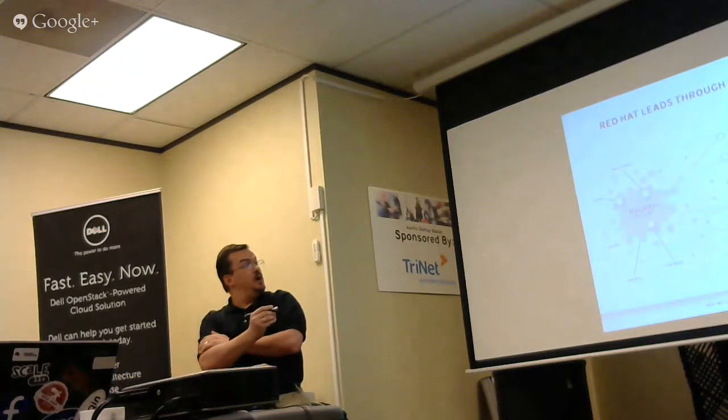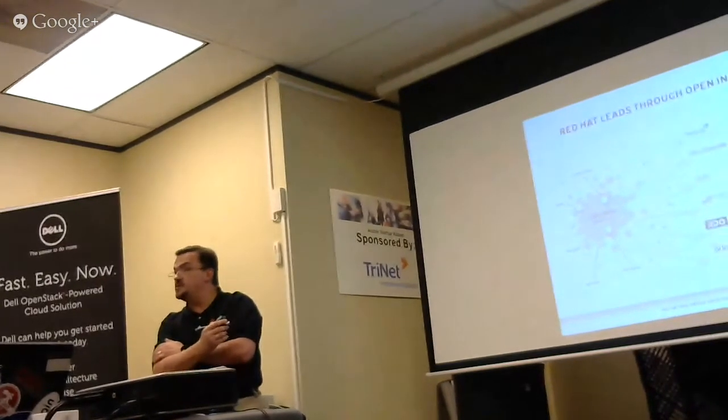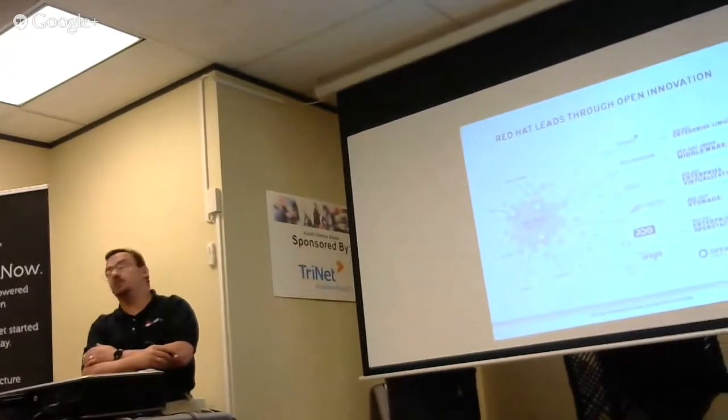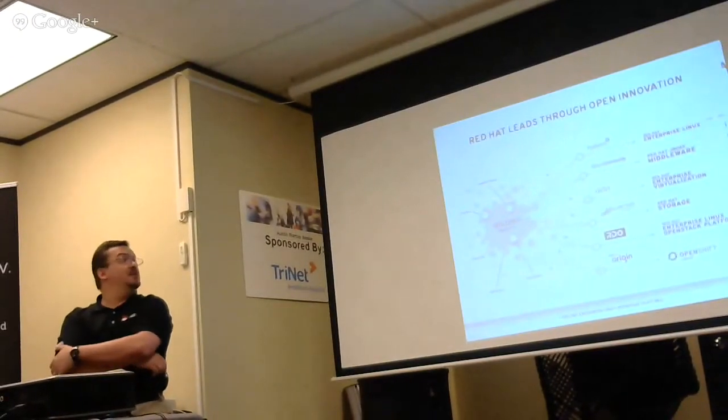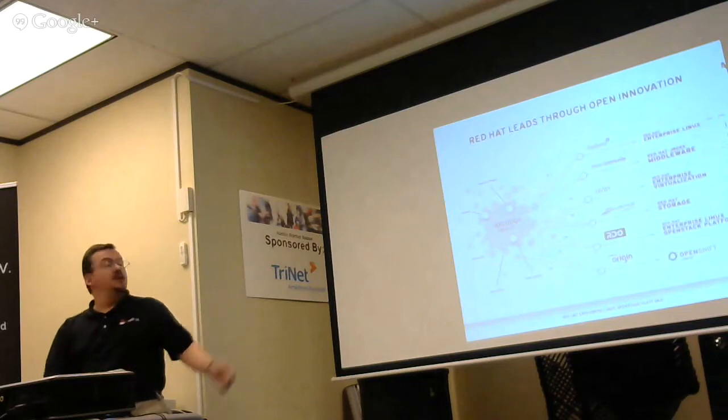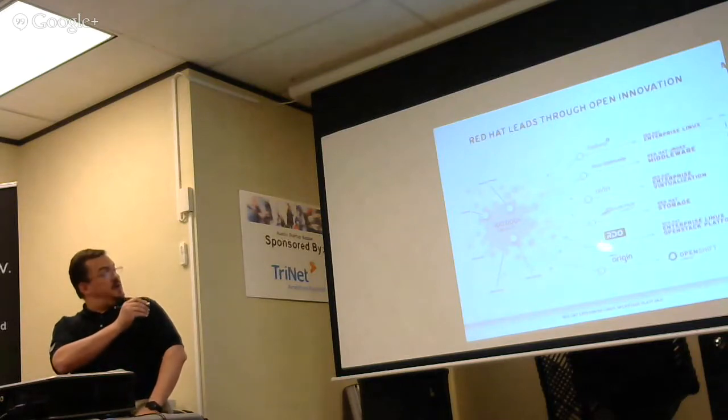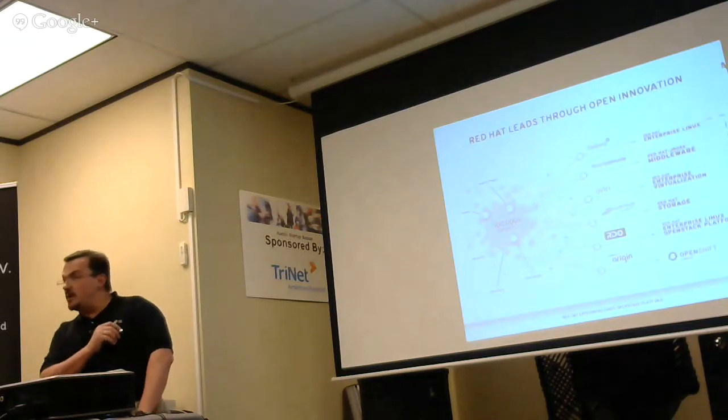We do the same thing with Ovirt.org, which is our virtualization stack that eventually becomes Red Hat Enterprise Virtualization. We do that with Gluster.org for storage. That eventually becomes Red Hat Storage. And we do the same thing with RDO. And I'll talk more about RDO in a second.